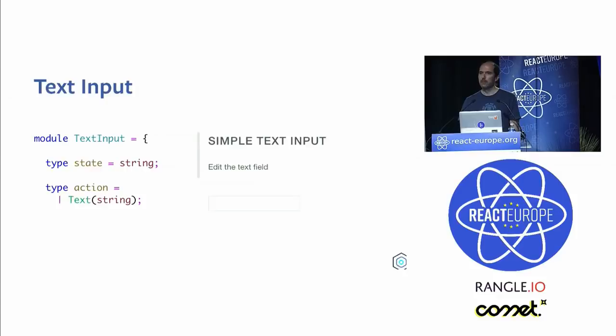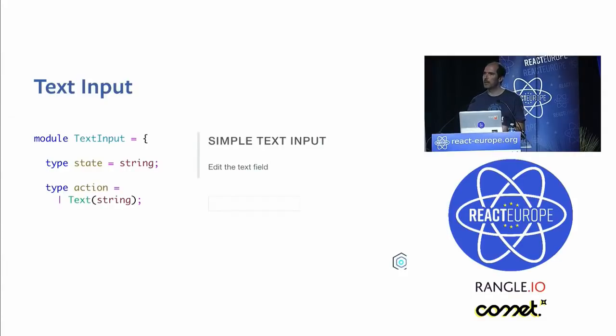What I will do, I will take a text input component and animate it. I will not show the text input component, I will just show the state and action. A nice thing in this case is that just by expressing the type of the state and the action, you already get a good feeling of what the component is going to look like.